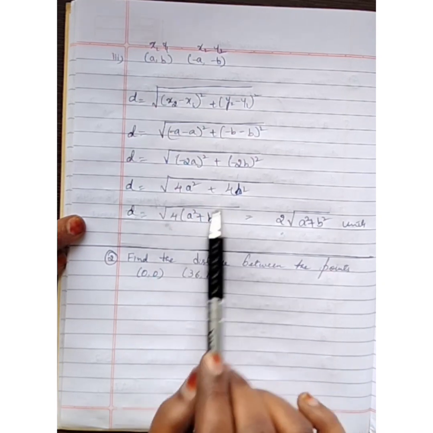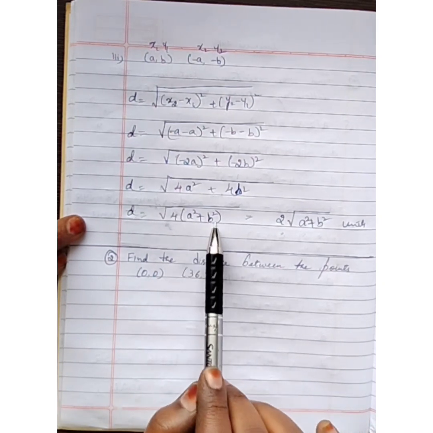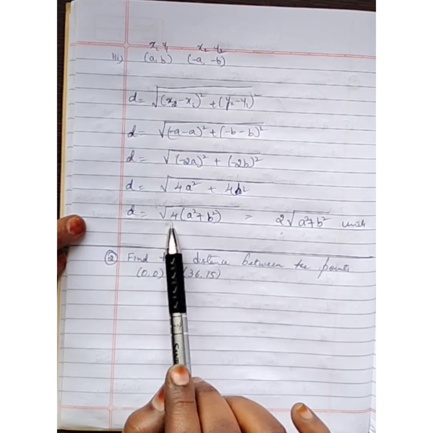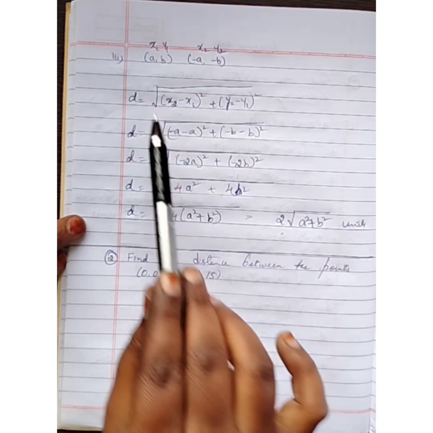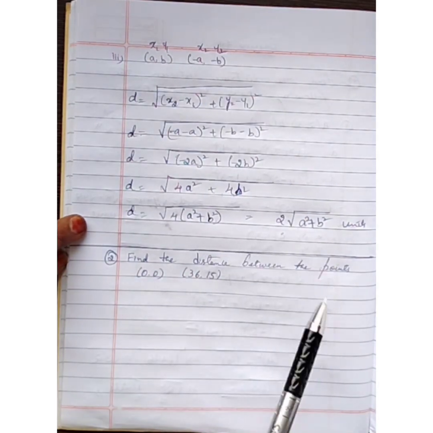Now remove the 4 as common. You will get inside a square plus b square. 4 is a perfect square, root of 4 is 2. Then the answer is: the distance between the two coordinates is 2 root of a square plus b square.